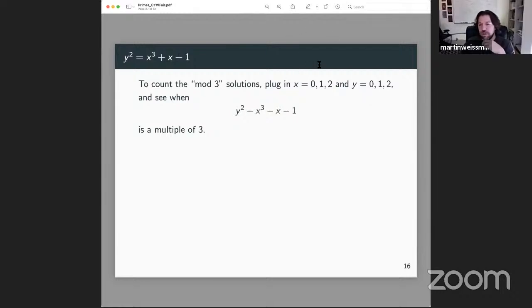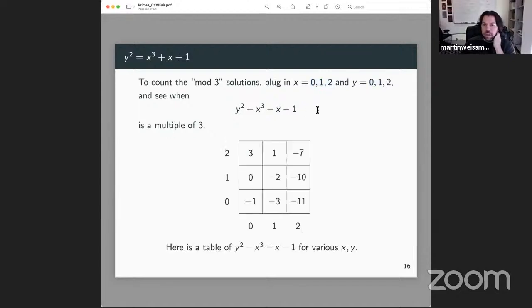I'll start with counting what are called the mod 3 solutions to this equation. The way you do this when you work mod 3 is that you just consider the numbers 0, 1, and 2 for x and y. I plug 0 in for x, 1 in for x, and 2 in for x. And I plug 0 in for y, 1 for y, and 2 for y. I evaluate this formula for x and y, and this is the table that I get.